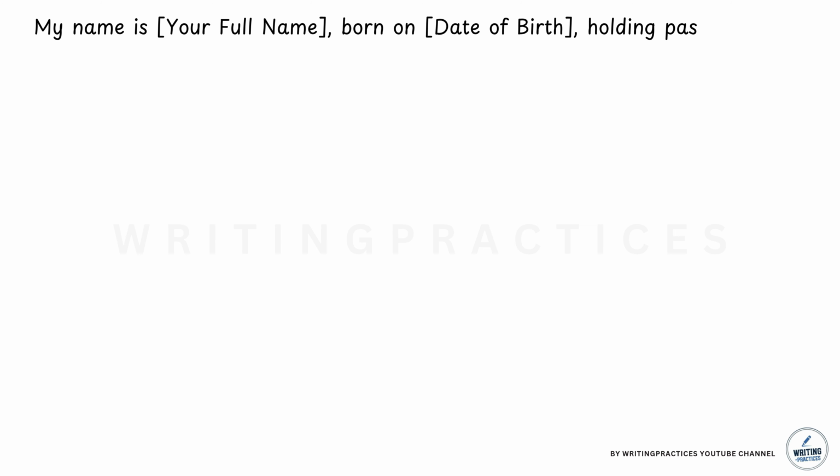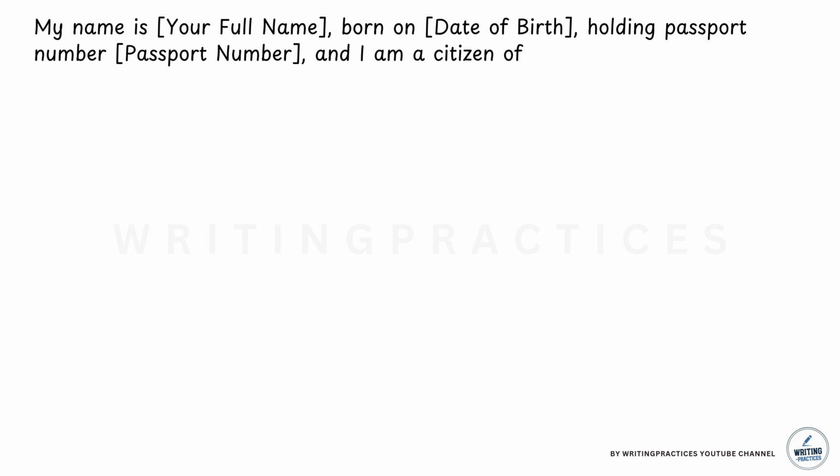Second paragraph, personal information. Here, introduce yourself. Example, my name is Michael James Turner, born on the 18th of February 1990, holding passport number NZ12345667, and I am a citizen of New Zealand. This section confirms your identity and allows immigration officers to match your application letter with your passport records. It ensures there is no confusion regarding the applicant. Double-check these details carefully before submission.